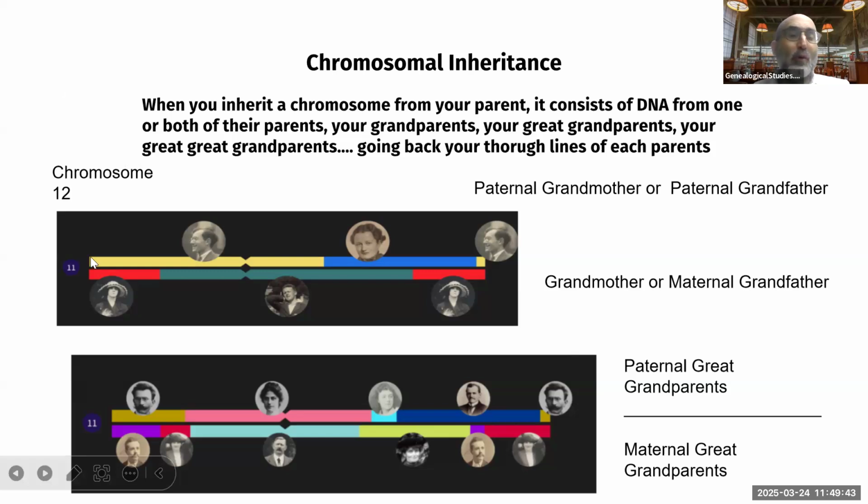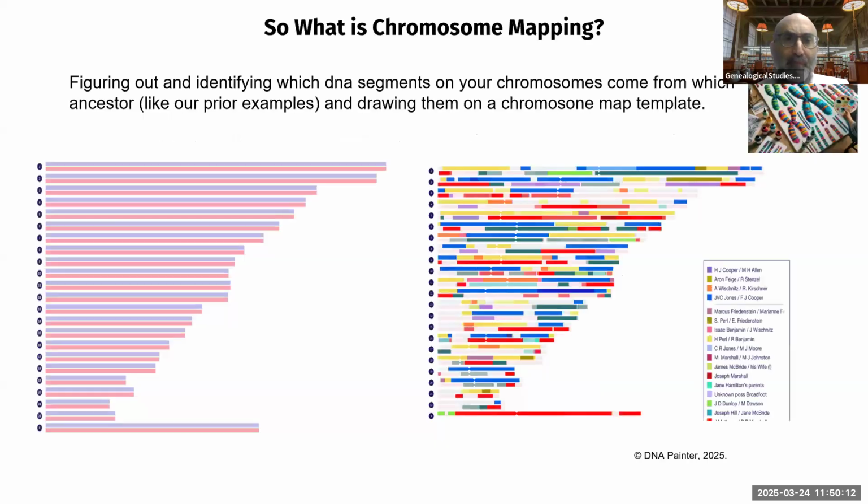And you'll also note that it's very rare to inherit a full chromosome from one of your grandparents. So as you can see, it's broken up a bit on the chromosome. The first segment is the paternal grandfather, then there's the paternal grandmother segment, and then there's another segment from the paternal grandfather. And the same holds true for the paternal great-grandparents, maternal great-grandparents, which you can see here, and going back further and further through your family line.